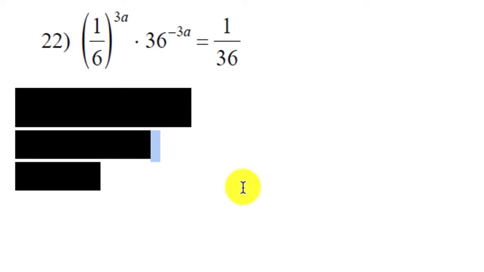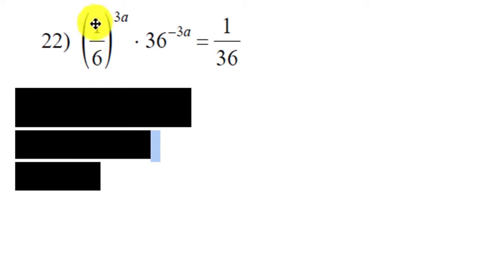One more example. Has a little bit more going on here. So 1/6 to the power of 3a times 36 to the negative 3a equals 1 over 36. Again, we want to try to get a common base eventually. So we have a 6 here. 36 is 6 squared, so it's a good bet that we're going to use 6 as our base. No problem changing this to 6 squared. No problem changing this to 6 squared.